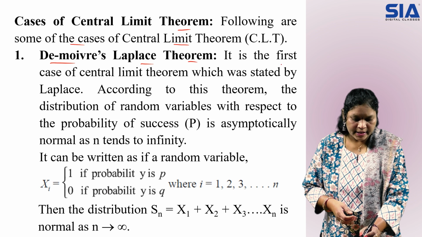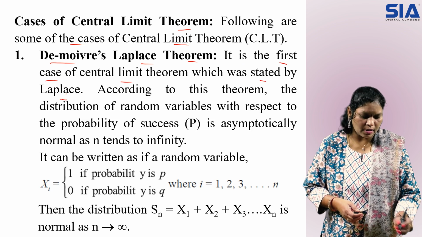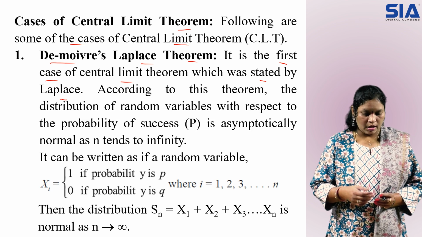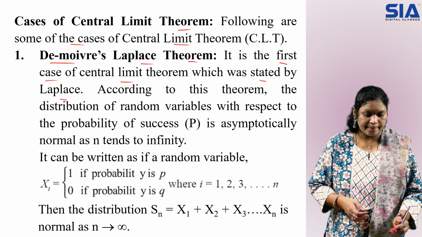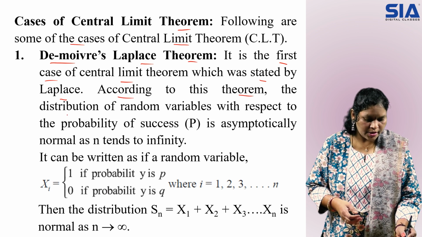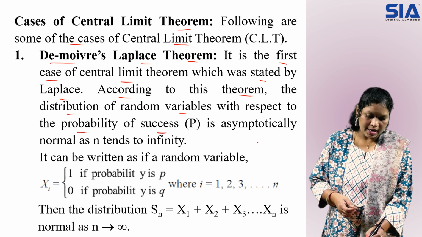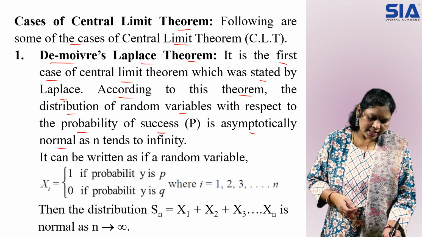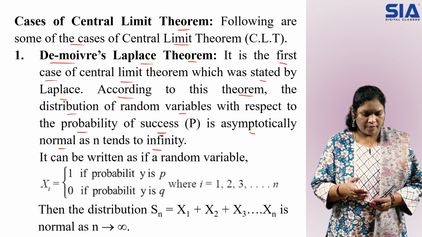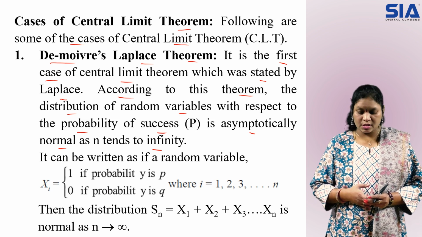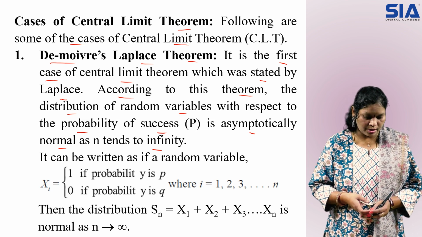What is that? It is the first case of the central limit theorem, which was stated by Laplace. So Laplace is the person who has given us this entire statement. According to this theorem, the distribution of random variables with respect to the probability of success P is asymptotically normal as n tends to infinity. So here the binomial distribution is involved. Whenever we have the probability of success P and n goes to infinity, then what are the conditions? Let us check it out.